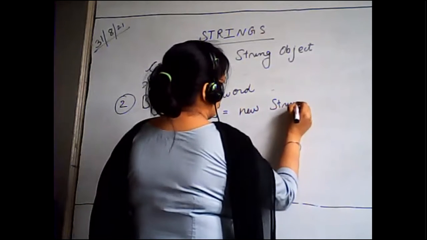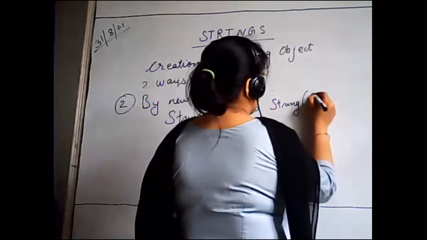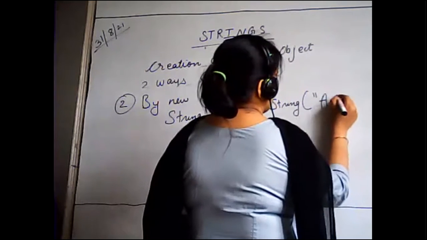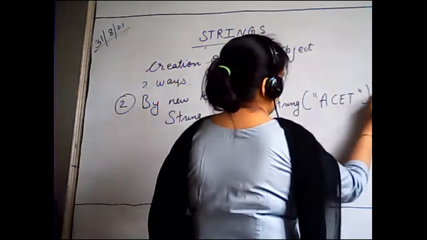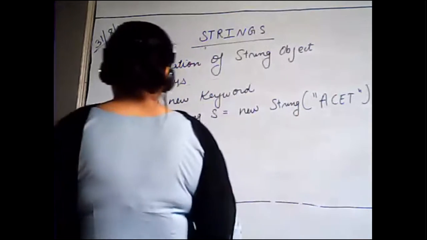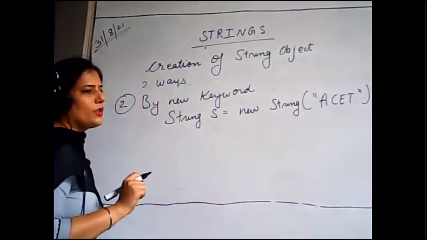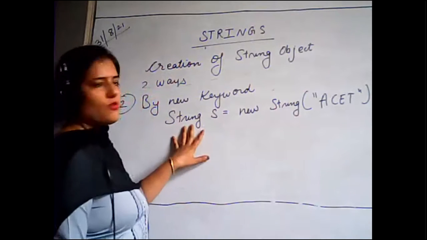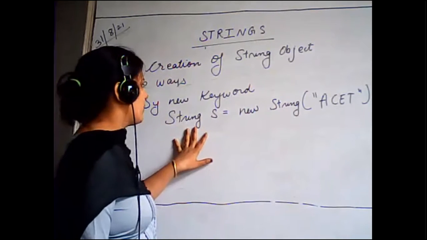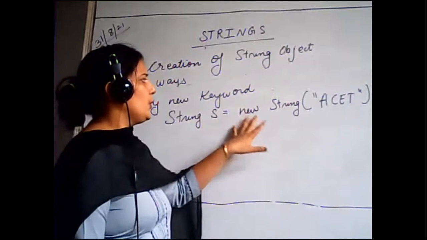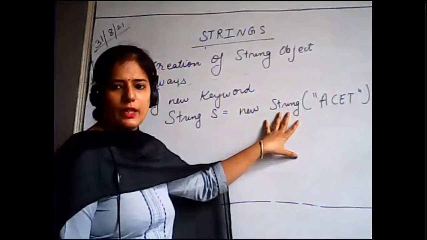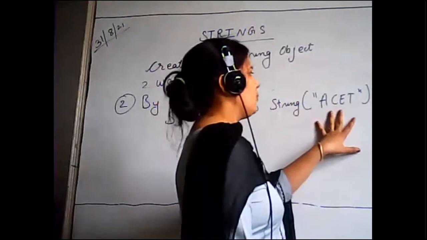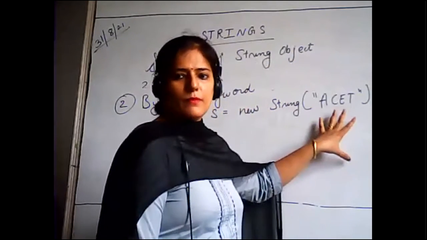new String, and we are writing, for example, "ACET". This is how we create a string object by using the new keyword. String is the inbuilt class that we are using, s is the object, equal to new String. This is the way we have created that particular object by using the new keyword, and here we have referred to that particular string.